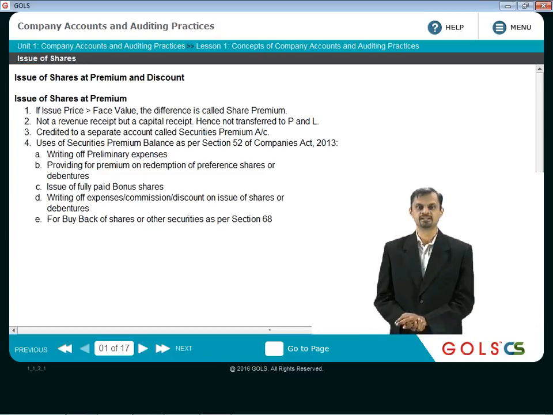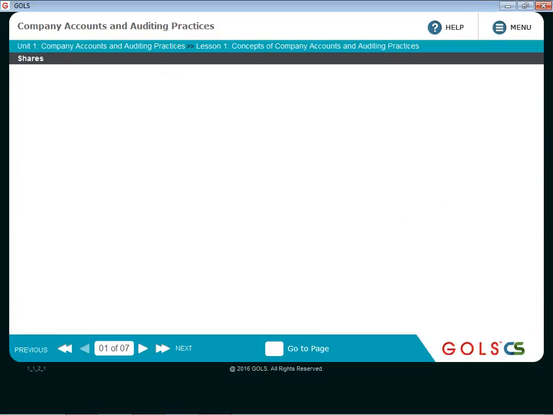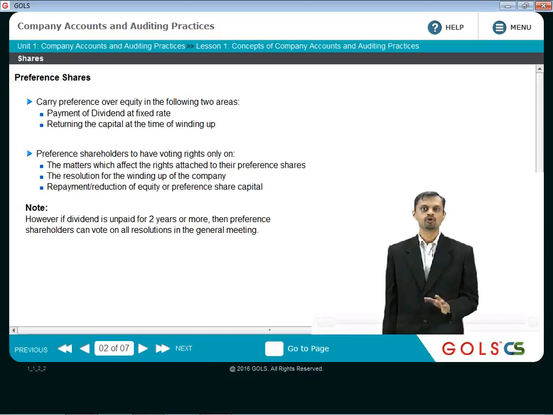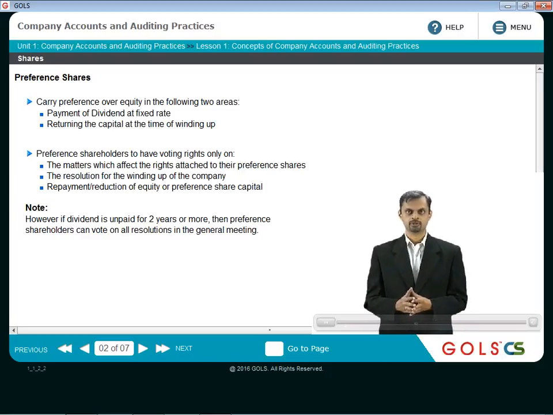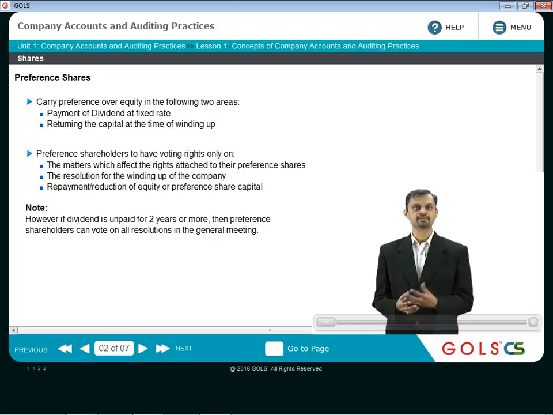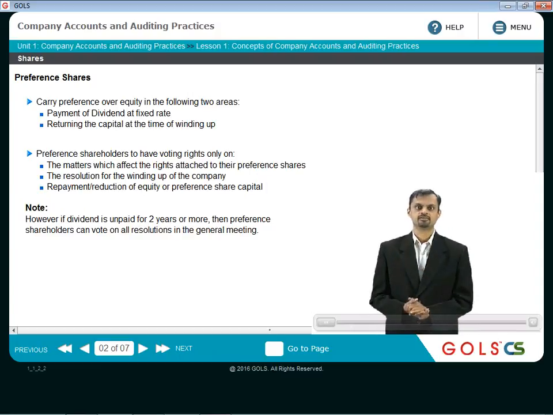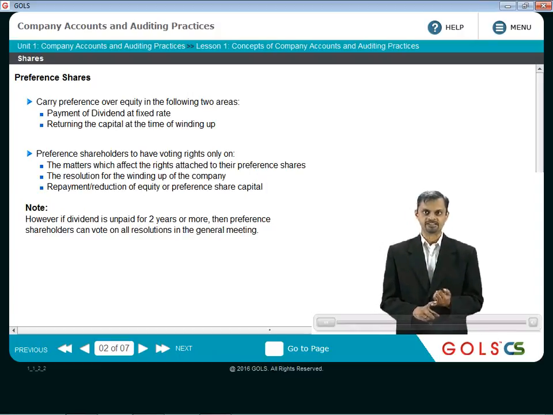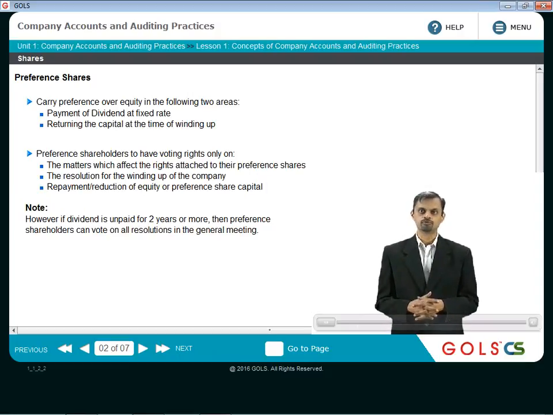Now coming to issue of shares at premium. Now if the face value of the share is 10 rupees, so what is preference shares? In the name itself there is the word preference. That means such a share must be carrying some kind of preference over the other equity shares. So in what areas does this share carry preference? It carries preference over equity shares in two areas. One, payment of dividend at a fixed rate, and the second, returning the capital at the time of winding up of the company.